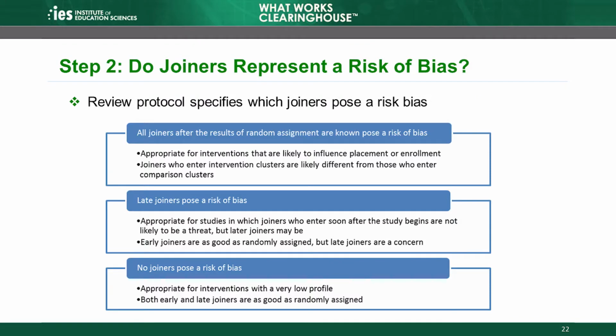Finally, when studies test low-profile interventions that are unlikely to cause individuals to join clusters, the WWC does not consider any joiners to be a risk, whether they are early or late joiners. For example, a change in recess programming is unlikely to influence where students attend school. When no joiners pose a risk of bias, all joiners are considered as good as randomly assigned, no matter when they join the clusters.